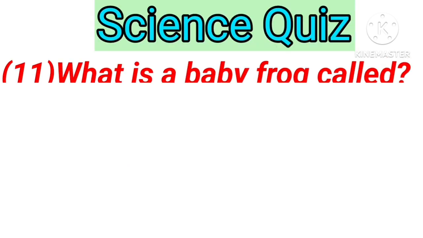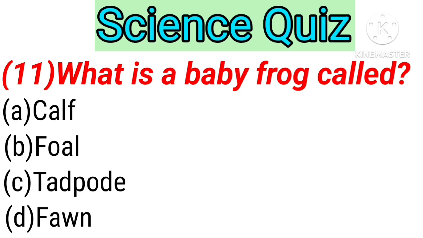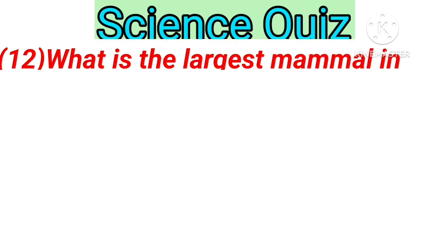Question number 11. What is a baby frog called? Options are calf, foal, tadpole, fawn. Right option is tadpole.